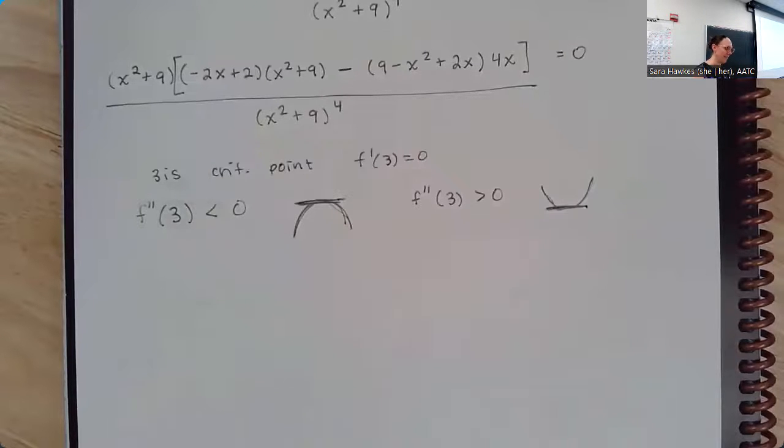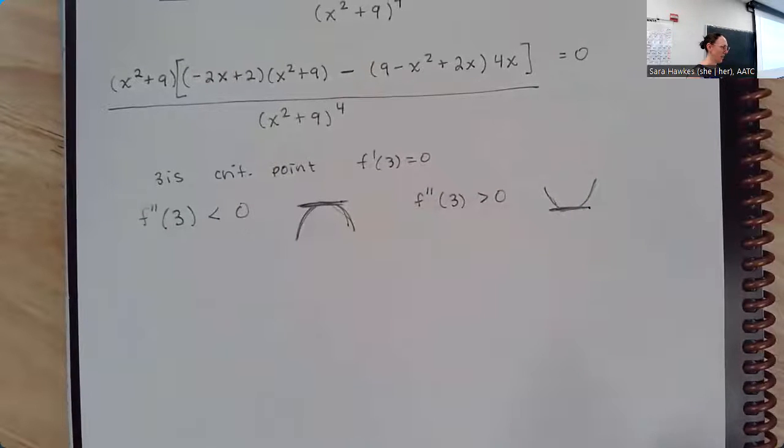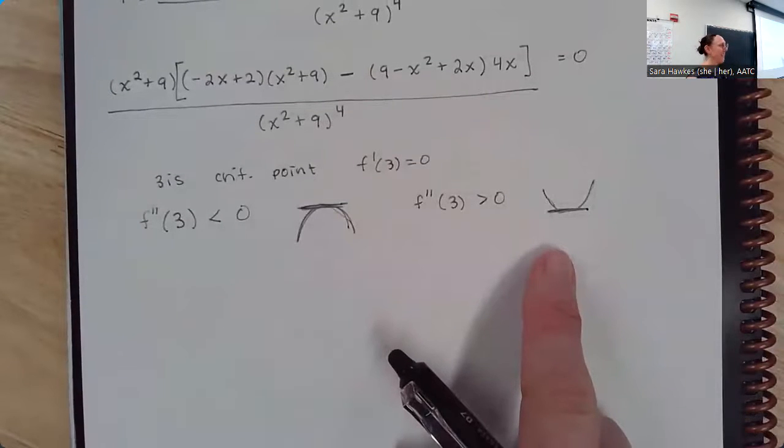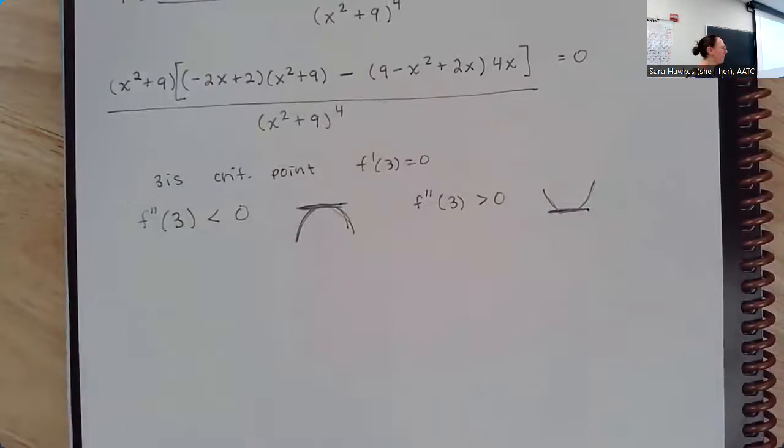But again, this doesn't give you the max or the min. The max or the min you're getting from plugging it into the original function. This is just telling you whether it is a maximum or a minimum.